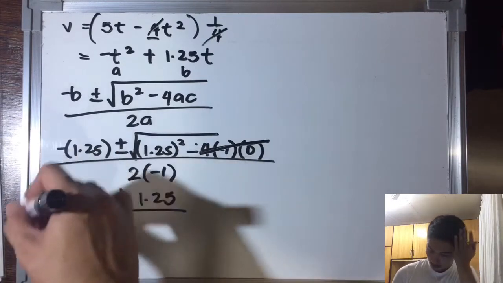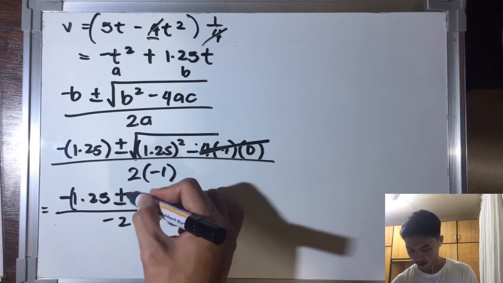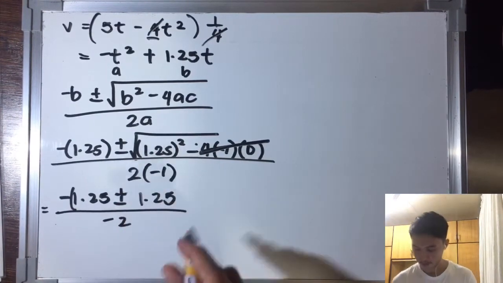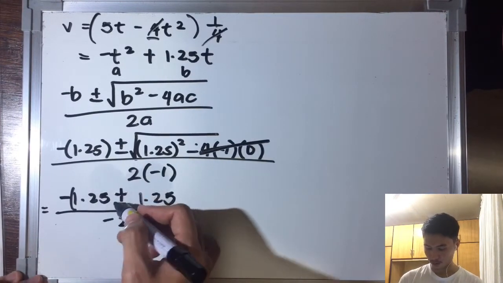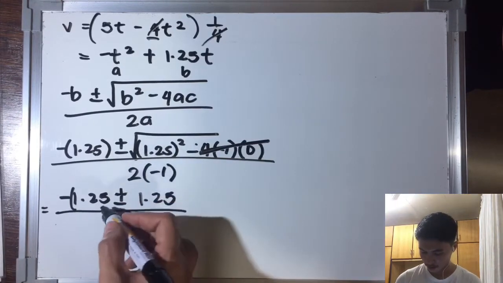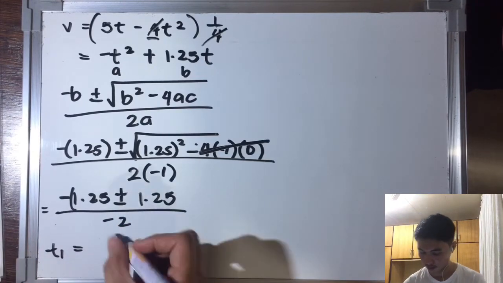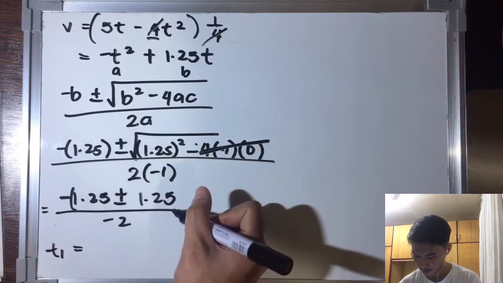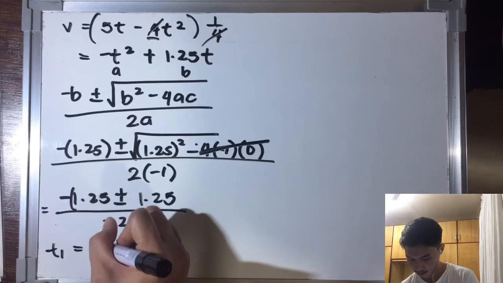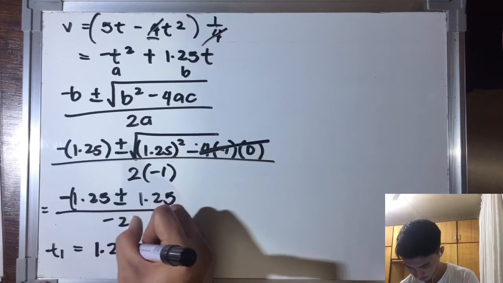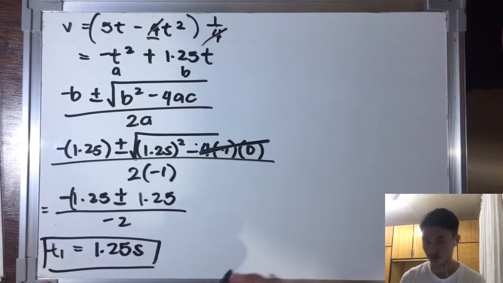So in this problem, we are going to get two values, because we are going to have the positive and the negative here. We are going to add it, and then we are also going to subtract it. So the first value of time, let's say t1: negative 1.25 minus 1.25 all over negative 2 will give us 1.25 seconds. So this is our first value of time.